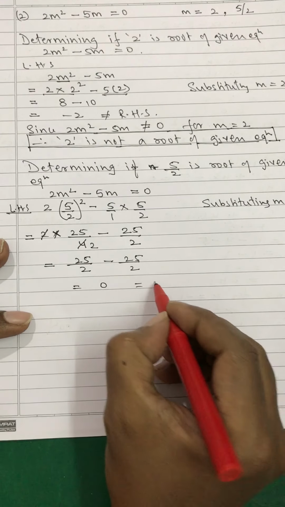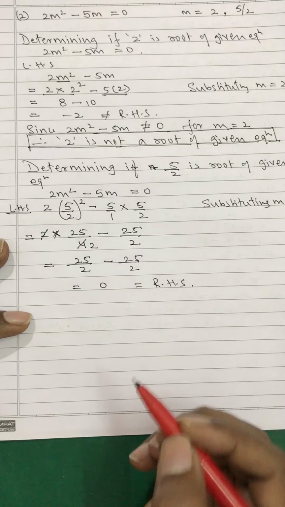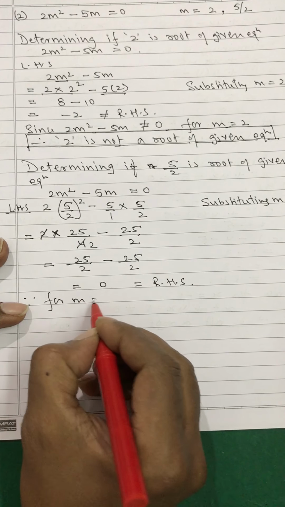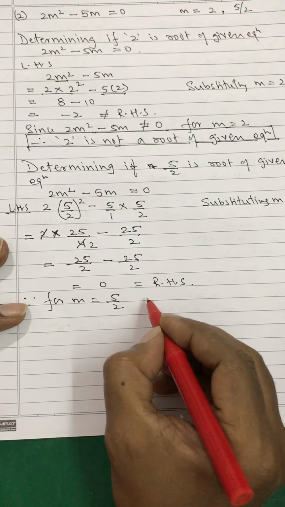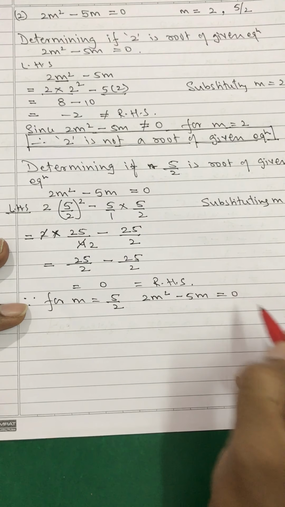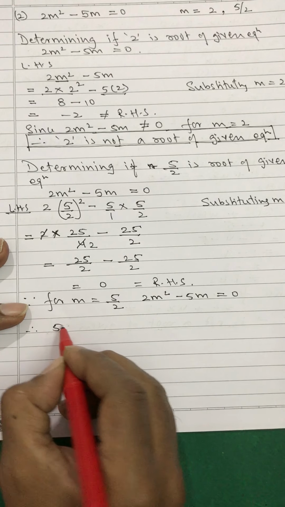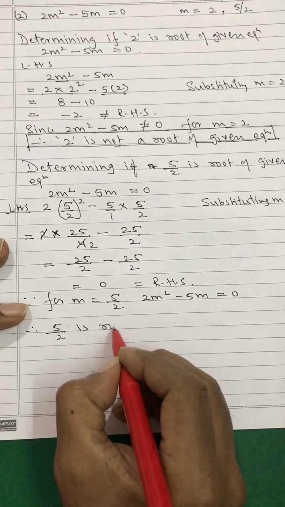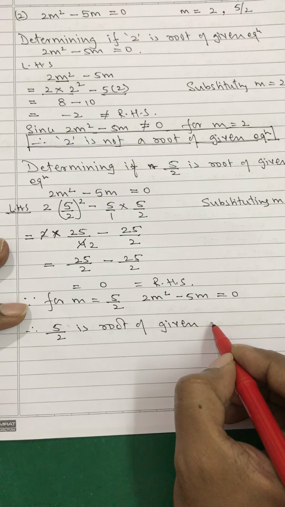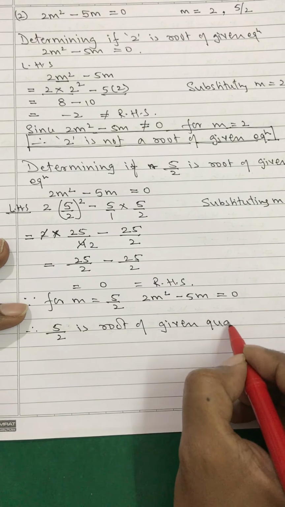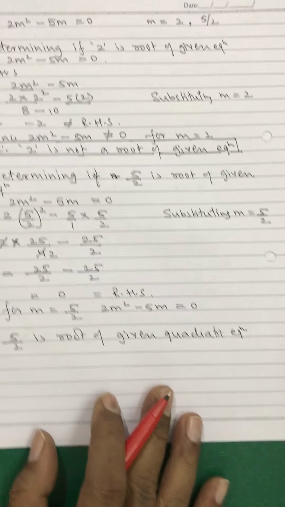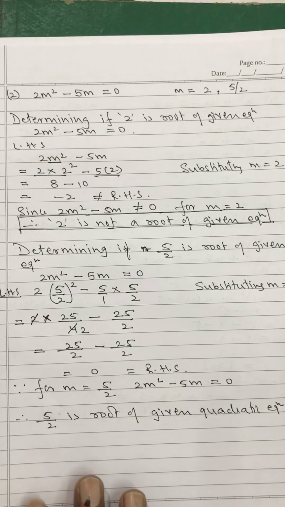So this is equal to RHS. Since for m is equal to 5/2, 2m square minus 5m is equal to 0. Therefore 5/2 is root of the given quadratic equation. Okay, so with this we finish with question number 4.